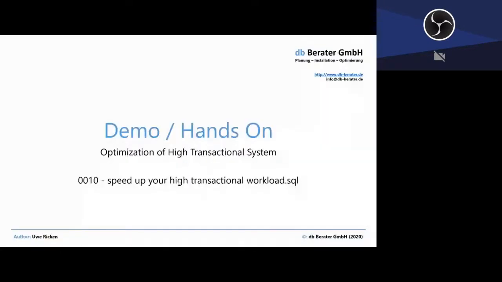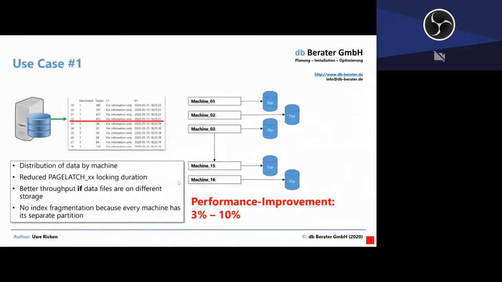So this was the first one. Our performance improvement was 3 to 10%. That was based on a single machine. And what you can see here is that for every single machine, we created a separate file group with its underlying file under it. And the good thing was that if one machine was pushing way more data than others, we just put another file under this file group and the system was scaling way better. That was a really great benefit we had.